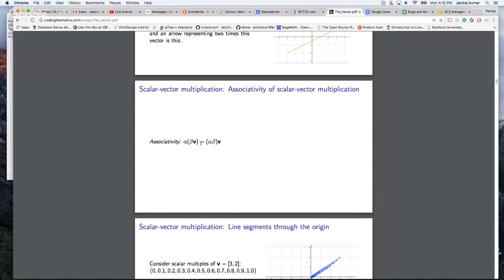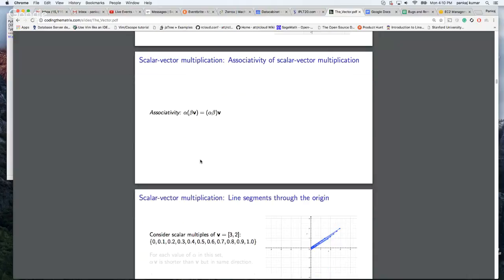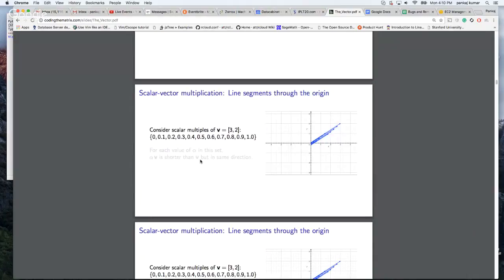So it can also be proved that scalar vector multiplication is associative. So alpha beta v is alpha (beta v). This follows from the same commutative associativity of multiplication of the elements of the vector, which are drawn from a field. Also, the book goes through.